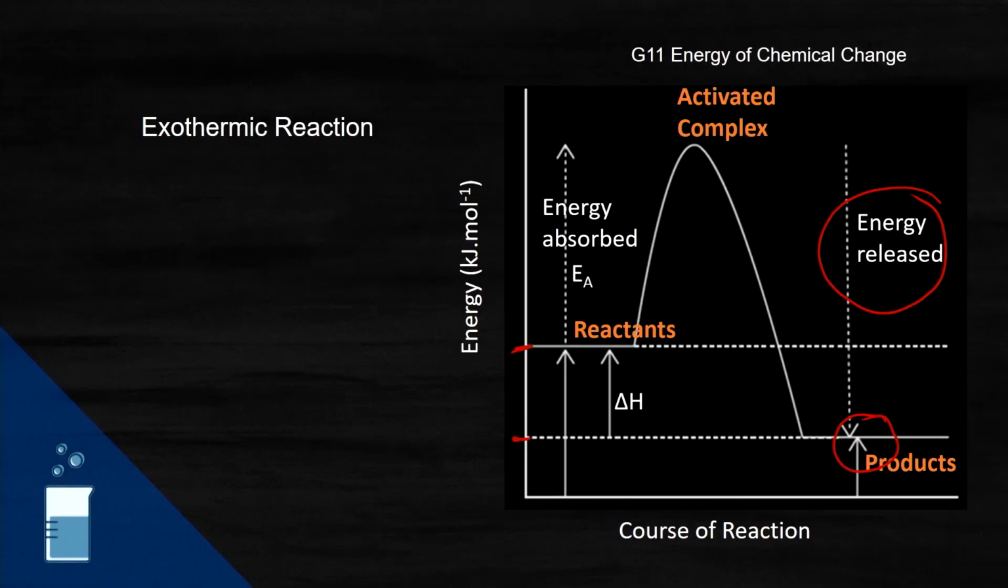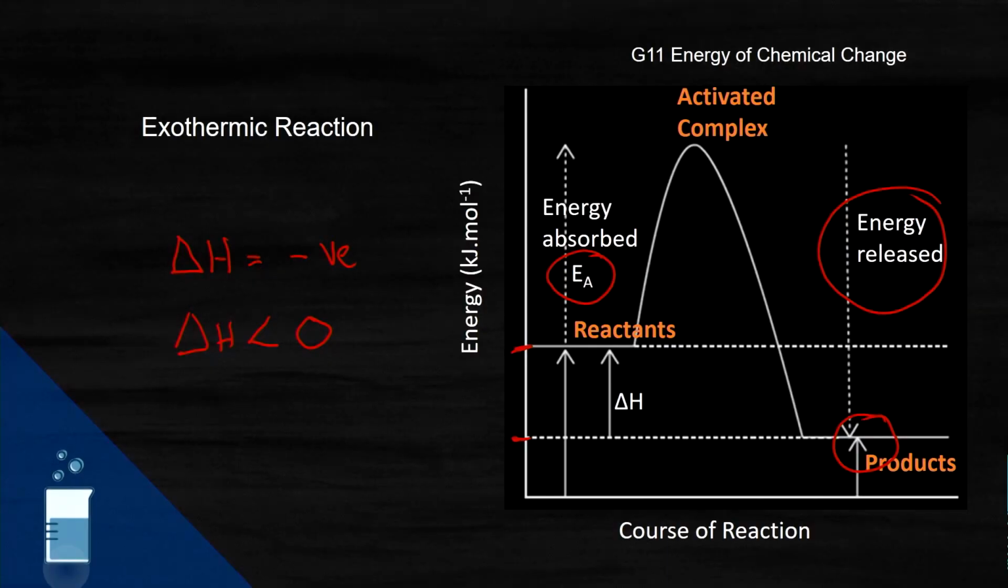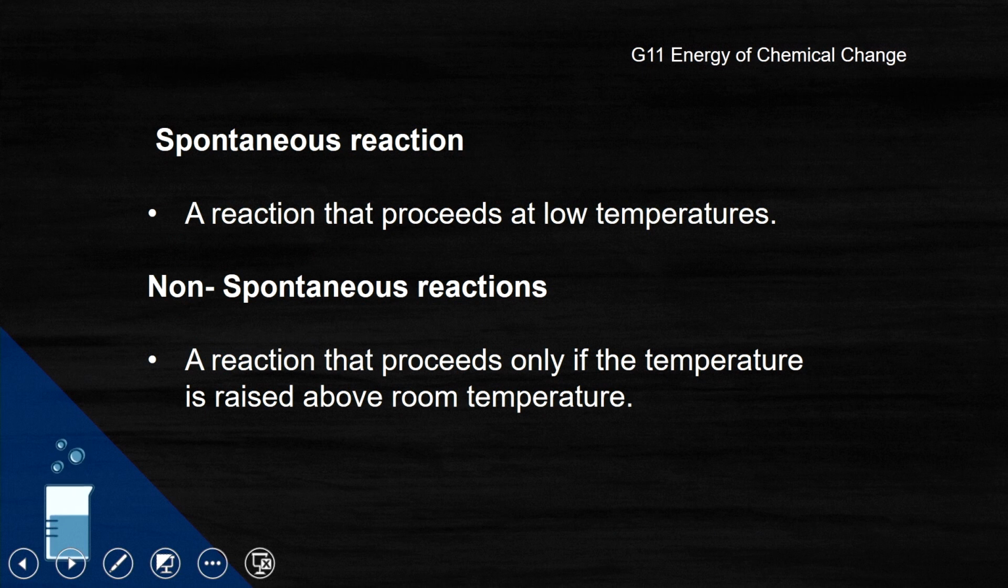So the overall energy of the system, the overall enthalpy, the change in enthalpy, is going to have a negative value. So it is going to be equal to a negative value, and delta H then is going to be less than 0. So that tells us that we have an exothermic reaction, that the energy released when bonds are being made is greater than the activation energy that is absorbed by the reactants to break those bonds.